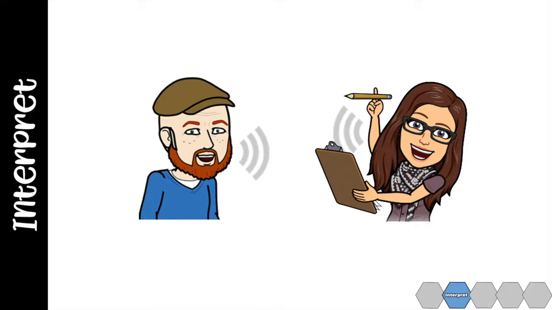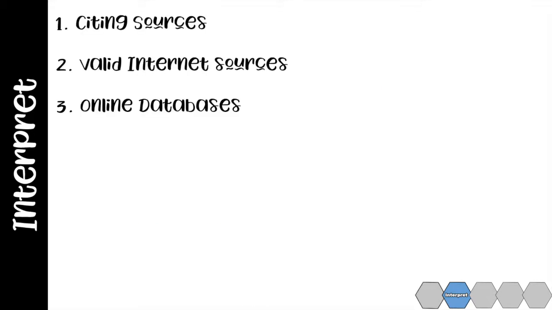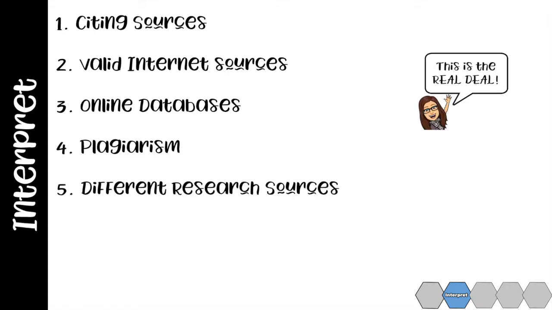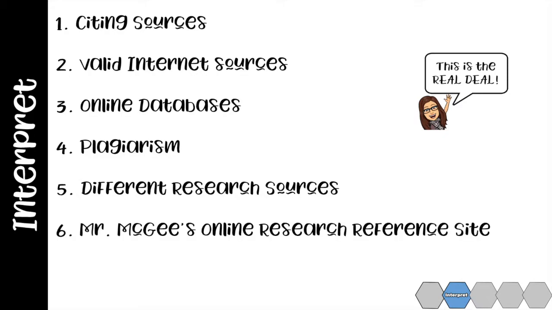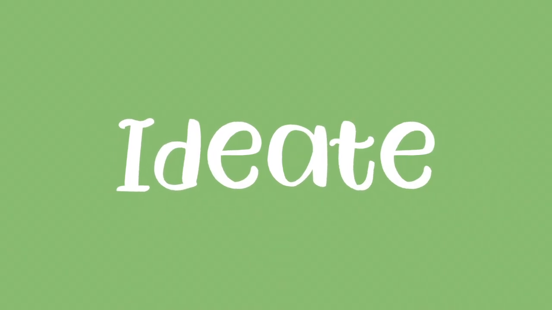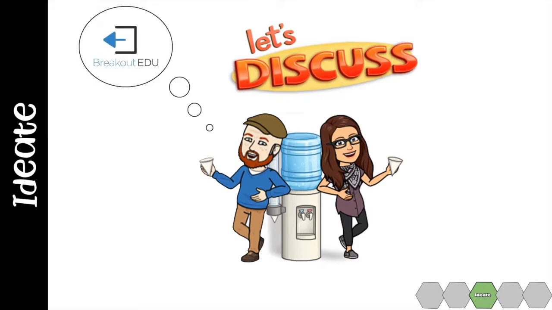Together, they determined 7 different areas that were important for all students to understand throughout the research process: citing sources, valid internet sources, online databases, plagiarism, different research sources, Mr. McGee's online research reference site, and the importance of failure. Together, Kelly and Sarah discussed the different options for how to make the information presentation process more engaging so that students could retain the information a little better. After discussing and exploring different options, they decided to organize the information in the format of a breakout EDU game.